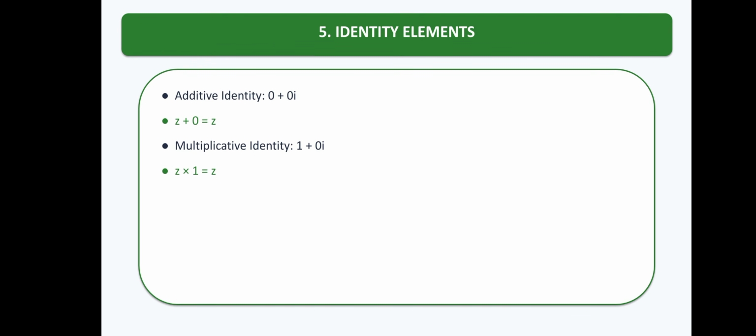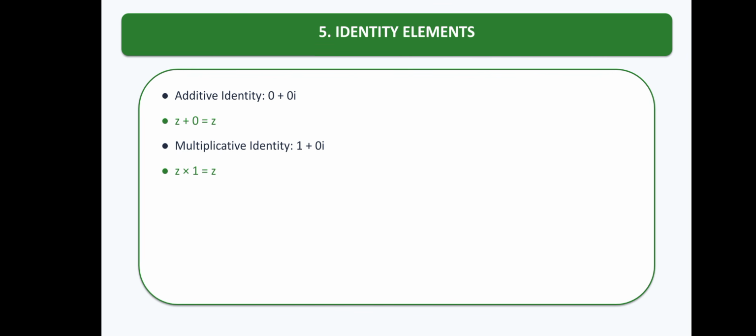Now we have identity elements. Now what is additive identity? We have 0 plus 0 iota. Now what is 0 plus 0 iota? Here we have any complex number. We can take any complex number, but whenever we add any complex number with another complex number, we will get the same complex number. So it means the additive identity is 0 because whenever we add any complex number with 0, we will get the same complex number as the answer.